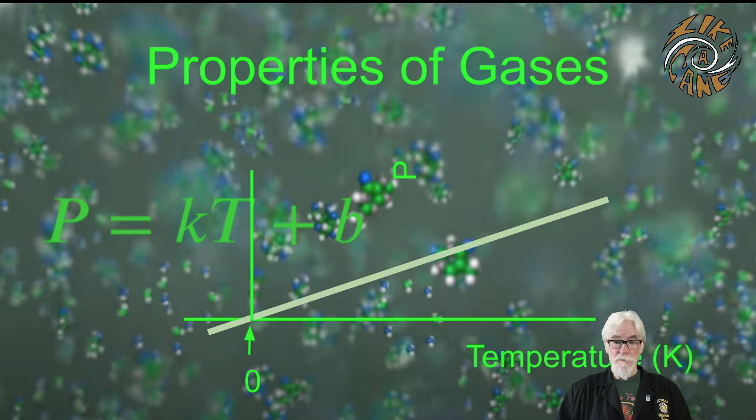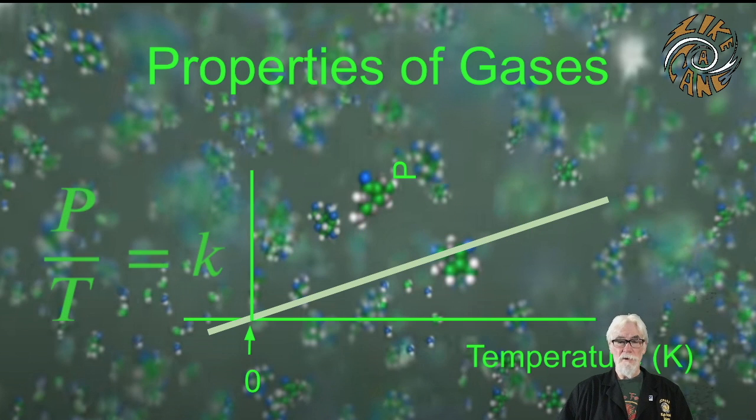Now that we have no vertical intercept, we have a much nicer relationship between these two variables. The ratio of pressure and temperature is constant, just like the ratio of pressure and number of particles. So whatever happens to one of the variables, the exact same thing must happen to the other variable.